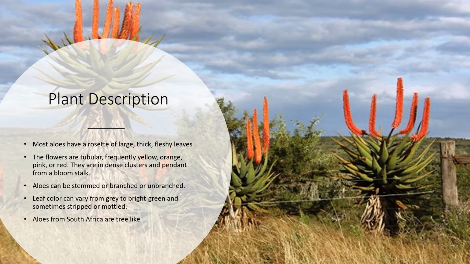The leaf color can vary from gray to bright green, sometimes even striped or mottled, and we'll show some pictures of that later. Aloes from South Africa are tree-like. This is the South African aloe right here, and you can see they grow a large stem, and they grow almost into a tree, which are sometimes called tree aloes.